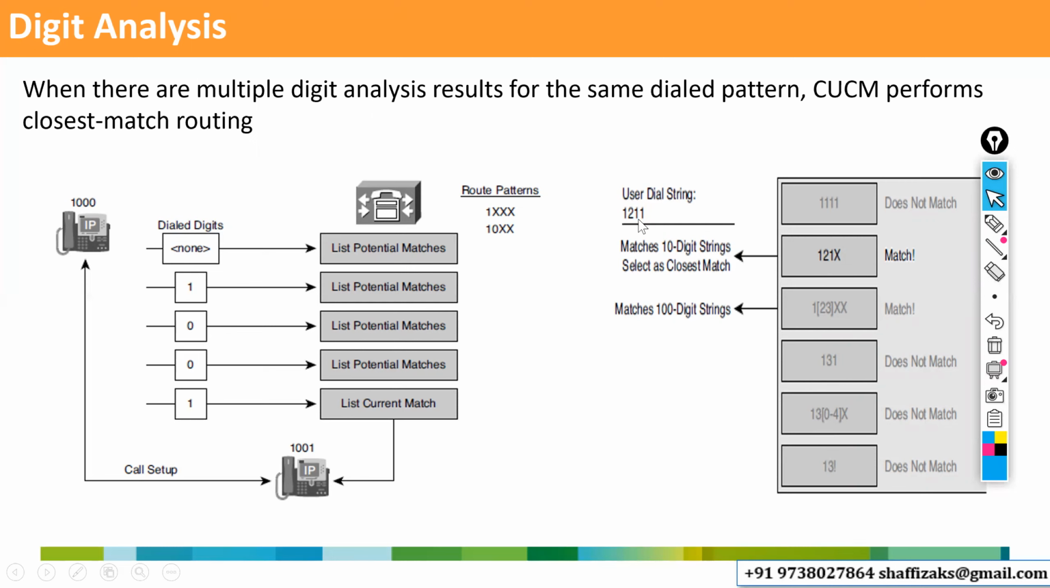Okay. Next is a 1. Again, this one is matching, but this one will not match here. Only this one is matching. This is how, whenever you dial a number, it checks how many patterns are possibly matching. It's going to be analysis. Finally, which is the closest match or explicit match? Based on that, it will be routing the call. That's the digit analysis.